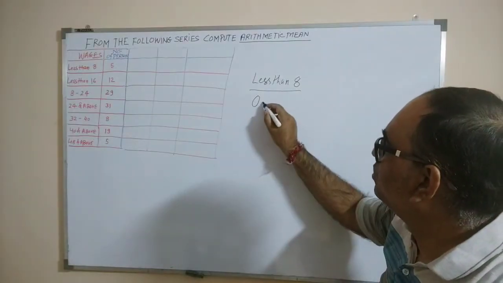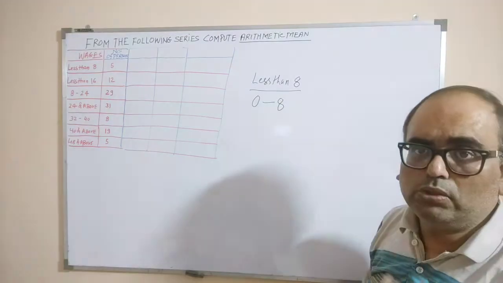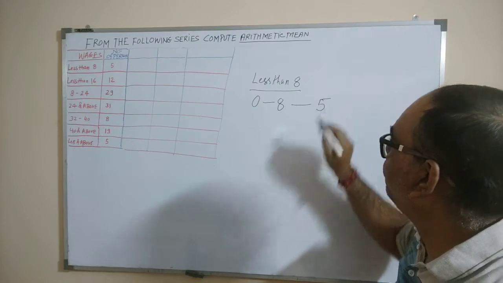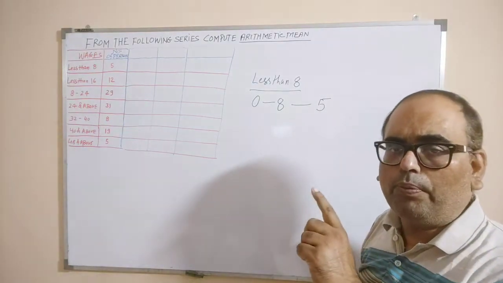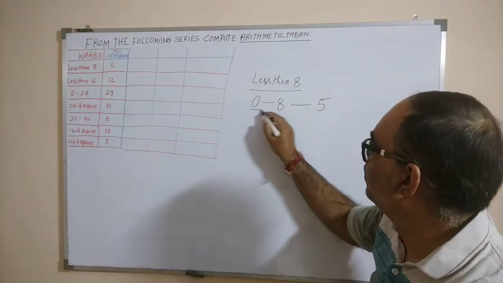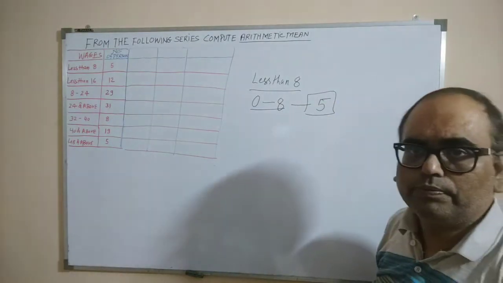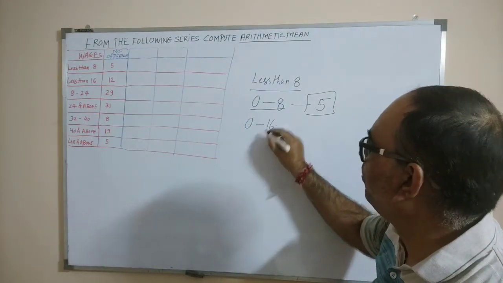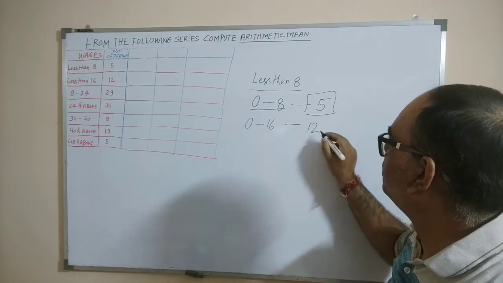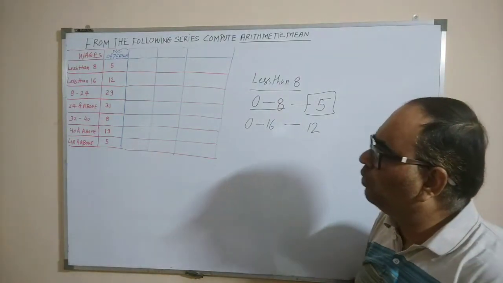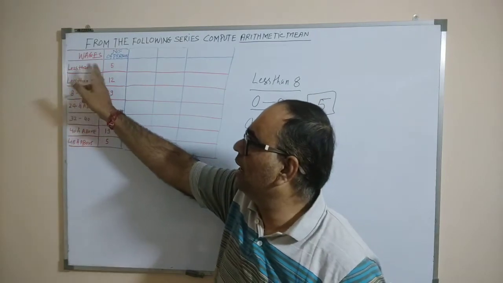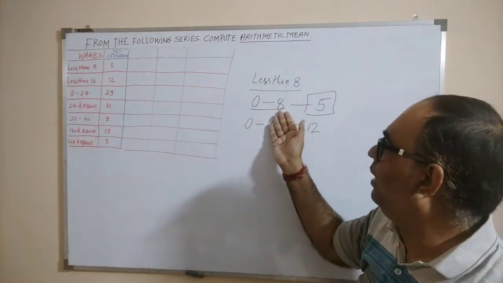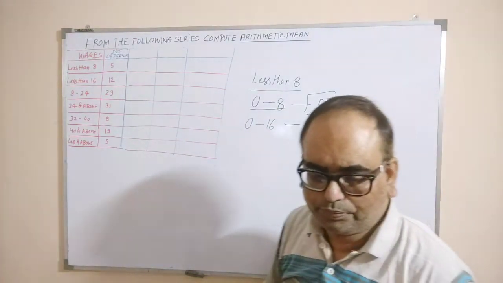So we say that 0 to 8 rupees of wages is given to 5 persons. By the same logic, we can say that 0 to 16 rupees wages is given to 12 persons. So we come to know that in place of less than 8 and less than 16, the value that will come is 0. 0 to 8 and 0 to 16.